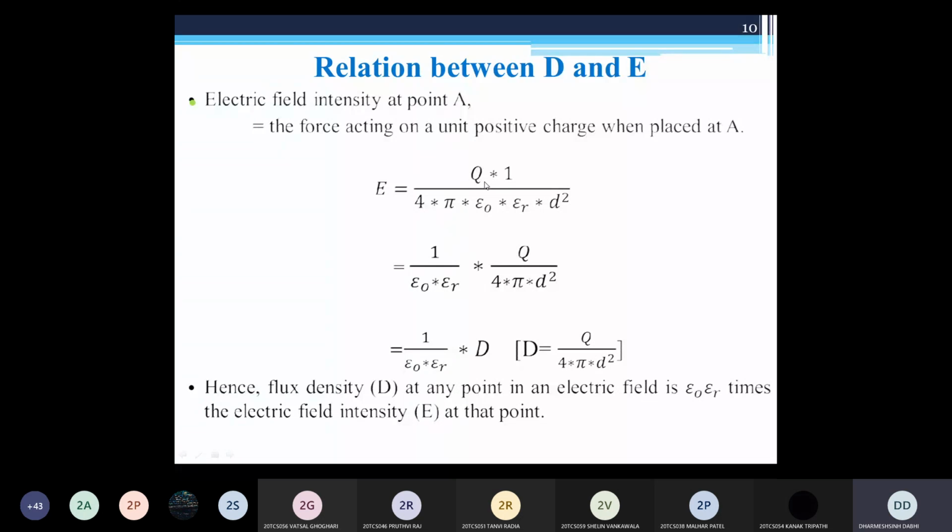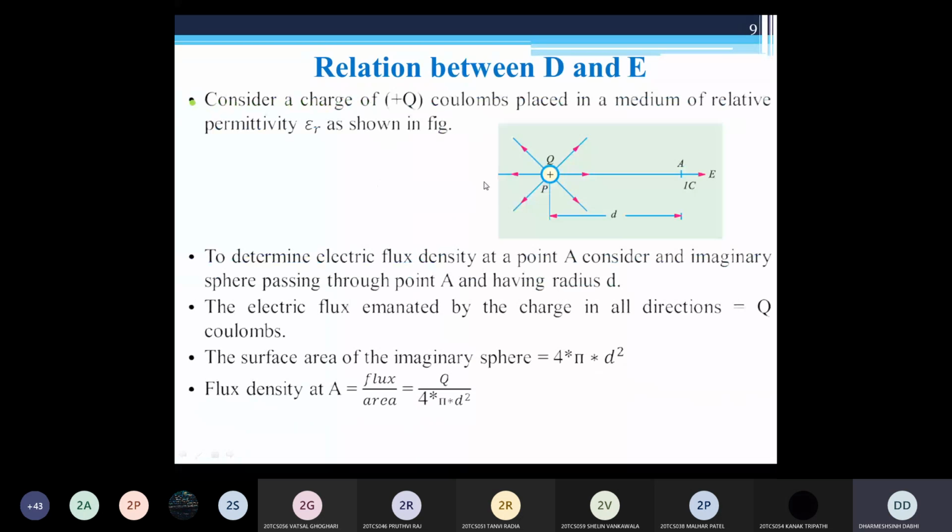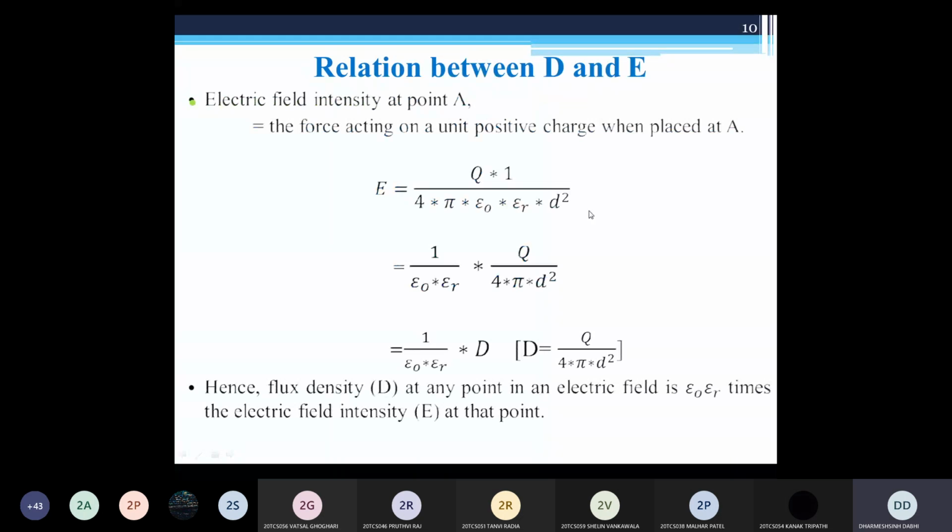So force equation is what? Q1 and Q2. Here Q1 is what? Our Q charge, this one, and Q2 is what? That is nothing but 1 coulomb. Clear? So two charges, multiplication, Q into 1 divided by 4 pi epsilon 0 epsilon R and multiply with the D square, which is the distance between these two charges, Q coulomb and 1 coulomb, and per unit positive charge. Unit positive charge means 1 coulomb. So if you divide this F with the 1, it is same like this equation, Q into 1 divided by 4 pi epsilon 0 epsilon R into D square.